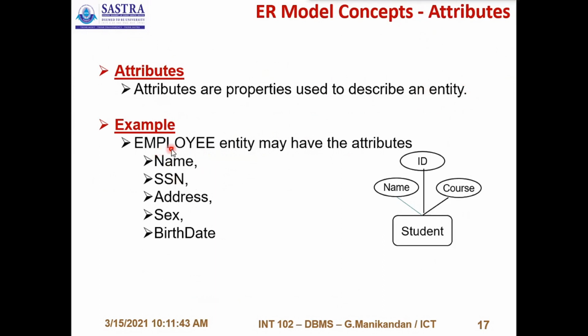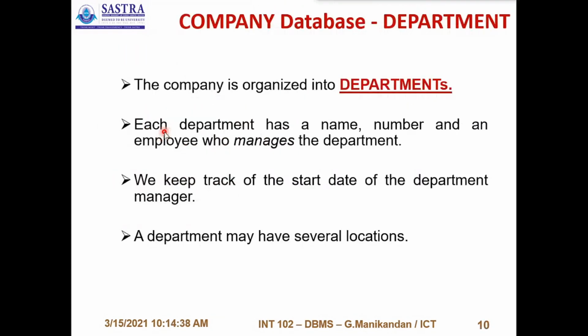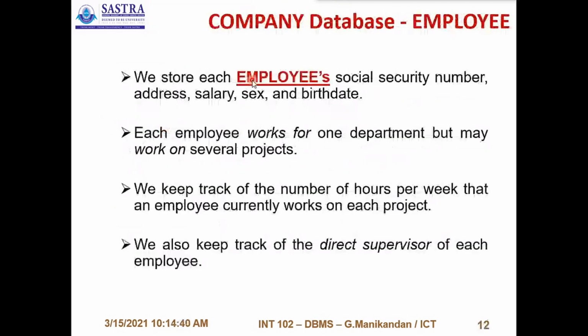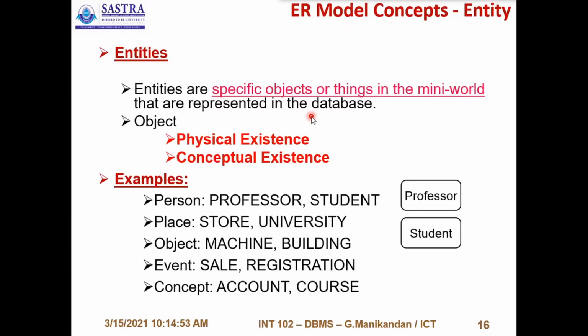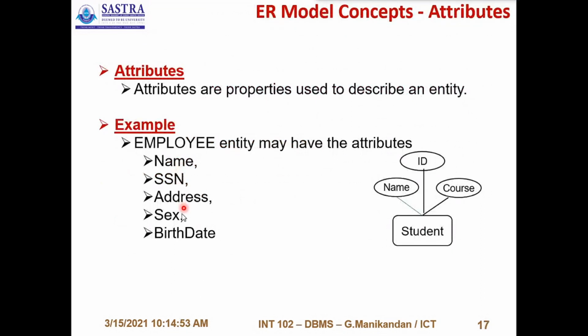For example, if employee is going to be an entity, what are the possible attributes you can have with respect to this employee entity? Each and every employee may have a name. This is with respect to our problem statement. With respect to employee, what are the pieces of information you need to store? Social security number, address, salary, sex, and birth date. These are the attributes related to the entity called employee. So this is a simple diagrammatic representation.